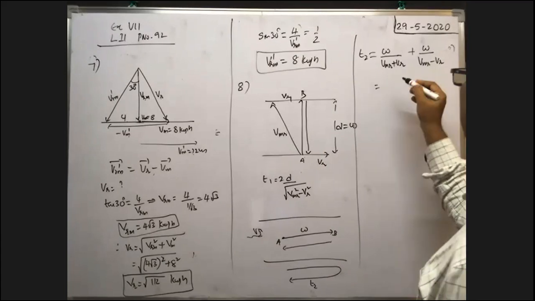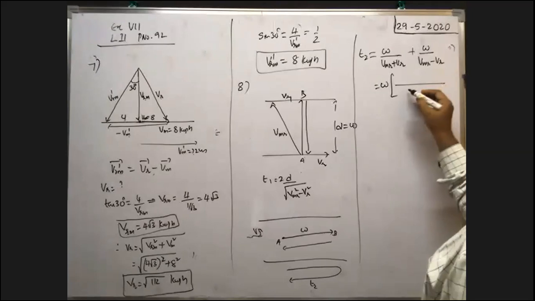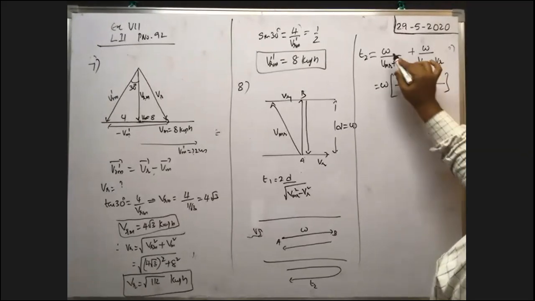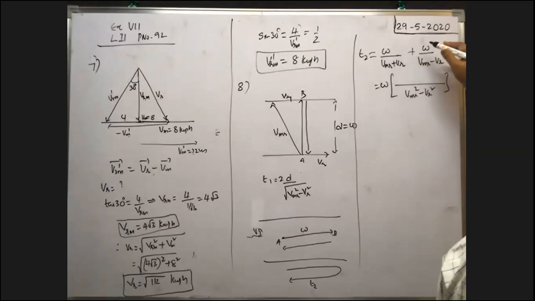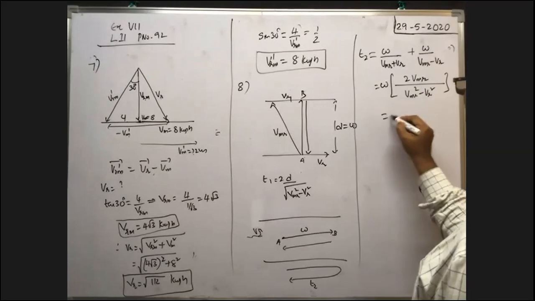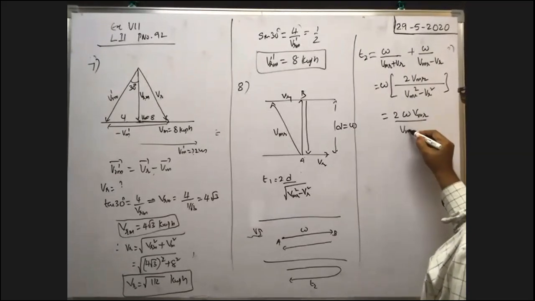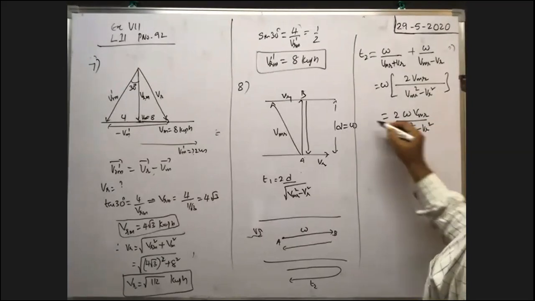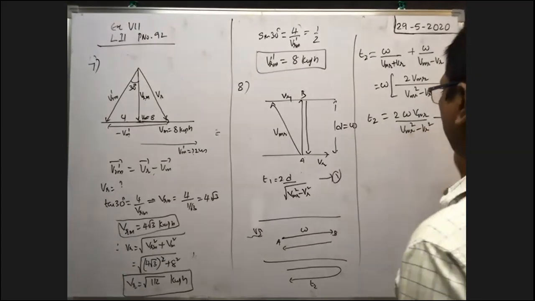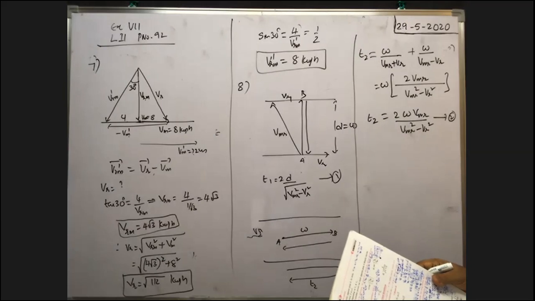Okay, you take LCM. When you take LCM, omega you take common. The denominator is VMR square minus VR square. Here it is VMR minus VR plus VMR plus VR. VR cancels, so 2 VMR. Therefore, 2 omega VMR by VMR square minus VR square is T2. That is another equation. It is equation 1. It is equation 2. Okay, now another one.